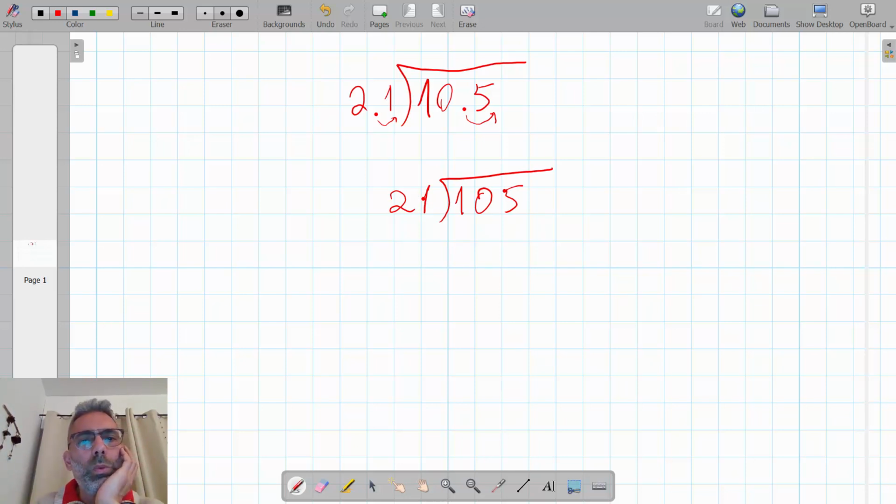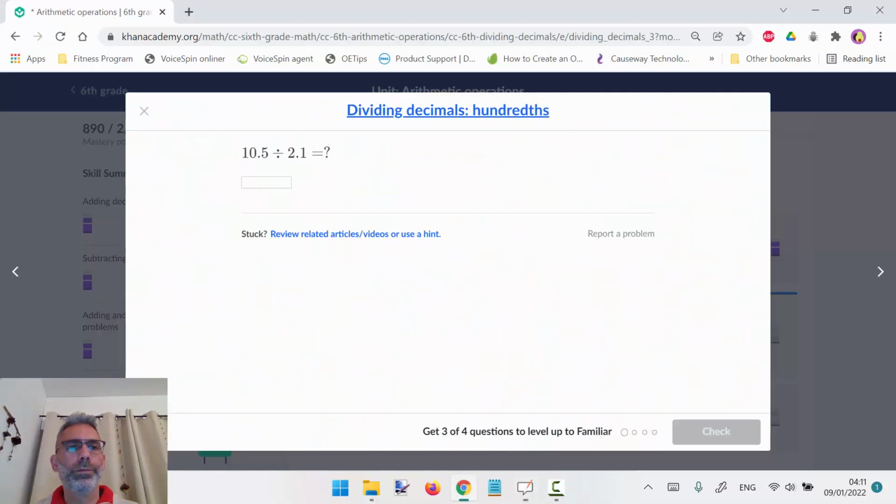Okay, 21 goes into 105 how many times? 5. 5 times 20 is 100, 5 times 1 is 5, so 5 times 21 is 105. 105 minus 105 is no remainder. So the answer is 5. So 105 divided by 21 is the same as 10.5 divided by 2.1. So the answer is 5.